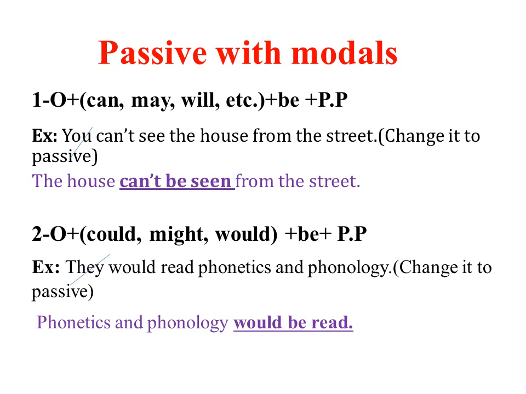See number two: object, could, might, would, plus be, plus past participle. As an example: they would read phonetics and phonology. Change it to the passive. At the beginning, we remove they because it's the subject of the sentence, to become: phonetics and phonology would be read.